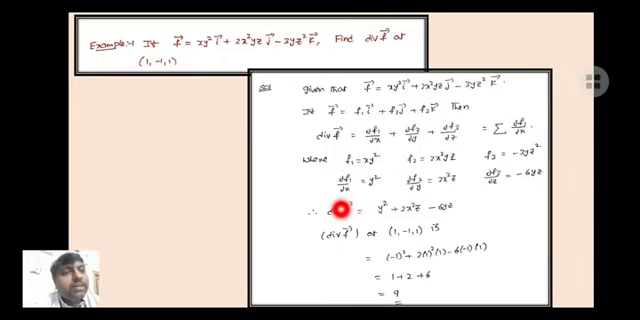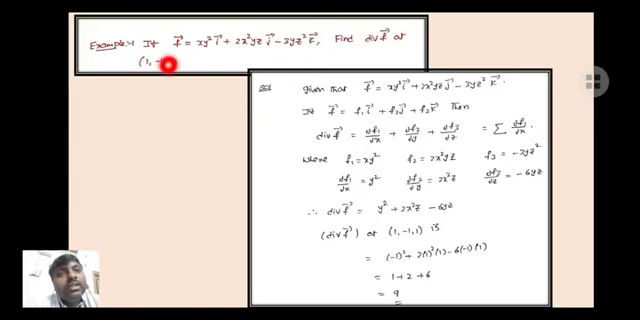Now calculate the partial derivative of f1 with respect to x, that is y square. Partial derivative of f2 with respect to y, that is 2x square z. Partial derivative of f3 with respect to z, that is minus 6yz. Now we replace these three partial derivatives in div f bar. So div f bar is equal to y square plus 2x square z minus 6yz.